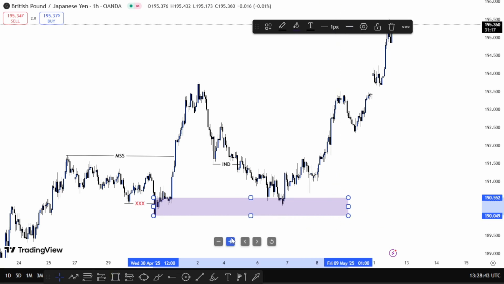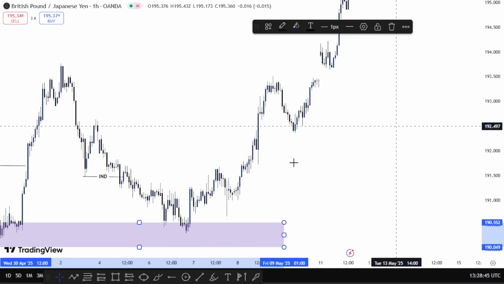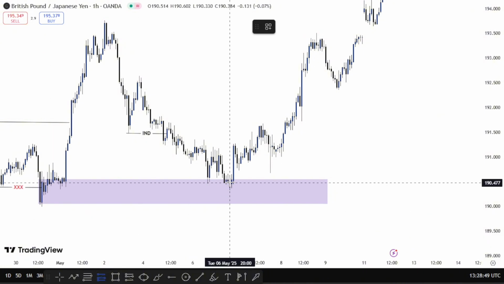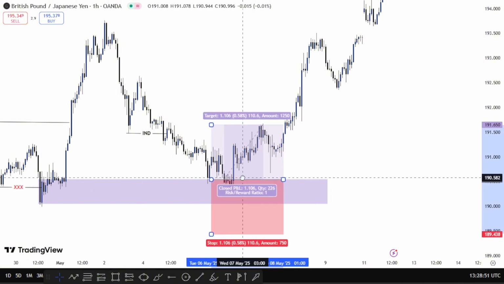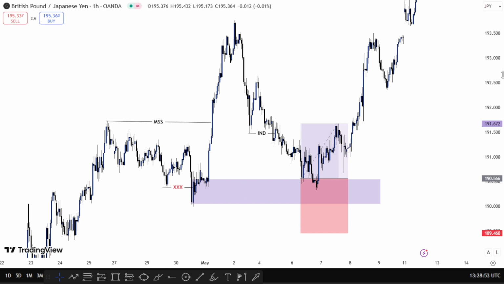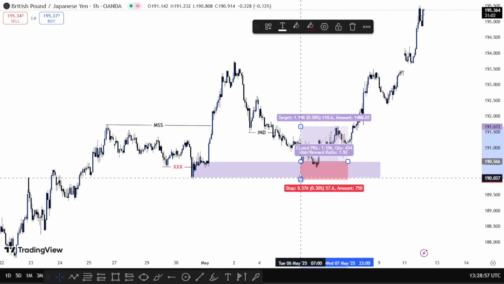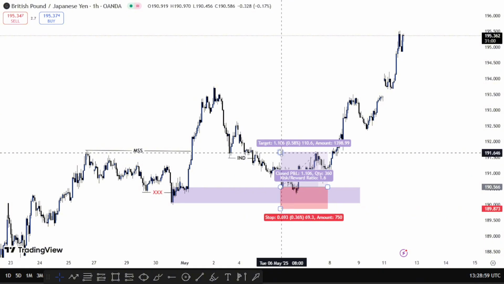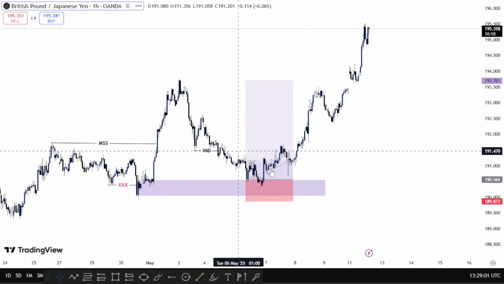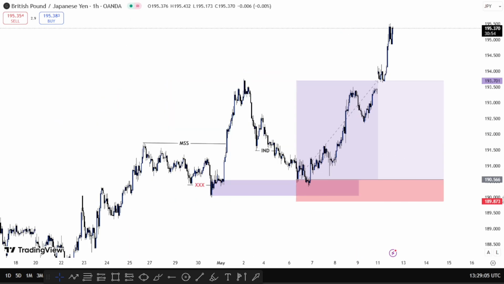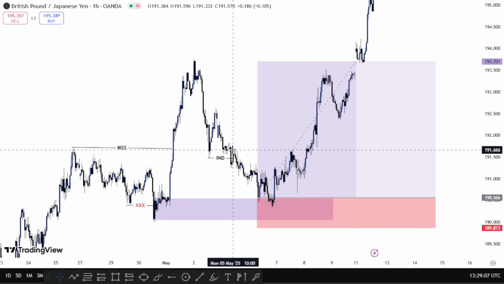Now I don't want to be jumping into this, because if I want to buy from here, or let's say here, my stop loss is going to be so wide. I'm going to be risking so much to target this particular area right there. So with that in mind, I'm just going to redefine my trading entry.